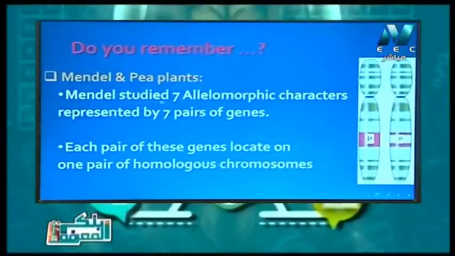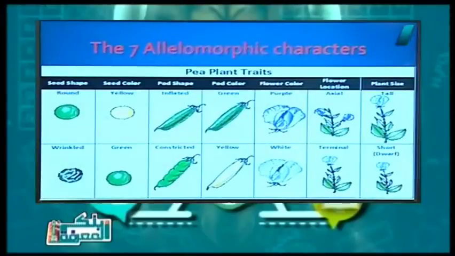Mendel studied 7 pairs of allelomorphic characters represented by 7 pairs of genes. Each pair of genes is located on 1 pair of homologous chromosomes, like this picture. And these are the 7 characteristics in the pea plant, like this.